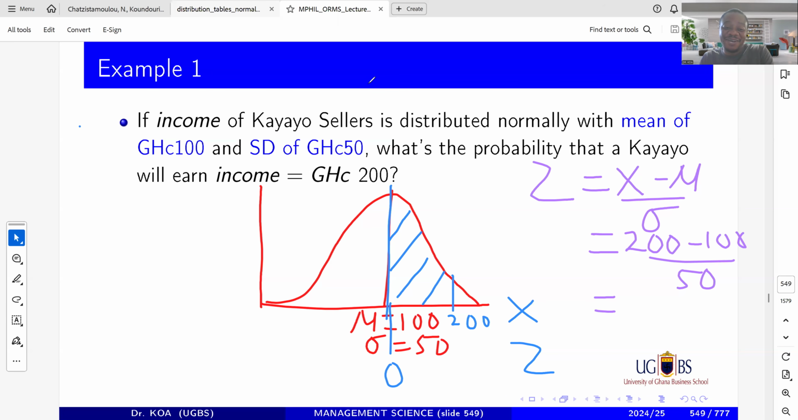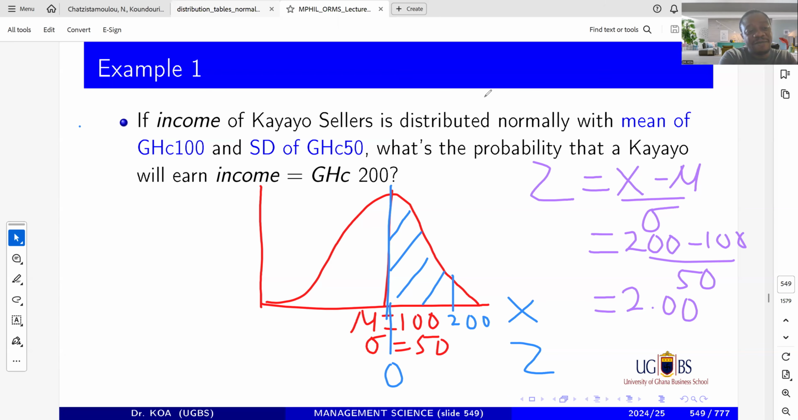Exactly. So now you are writing the correct one. It's supposed to be 2.00. So your answer will be 2.00. That is 2 decimal places. That is the Z equivalent of the 200. So using this Z, you can now find the probability.